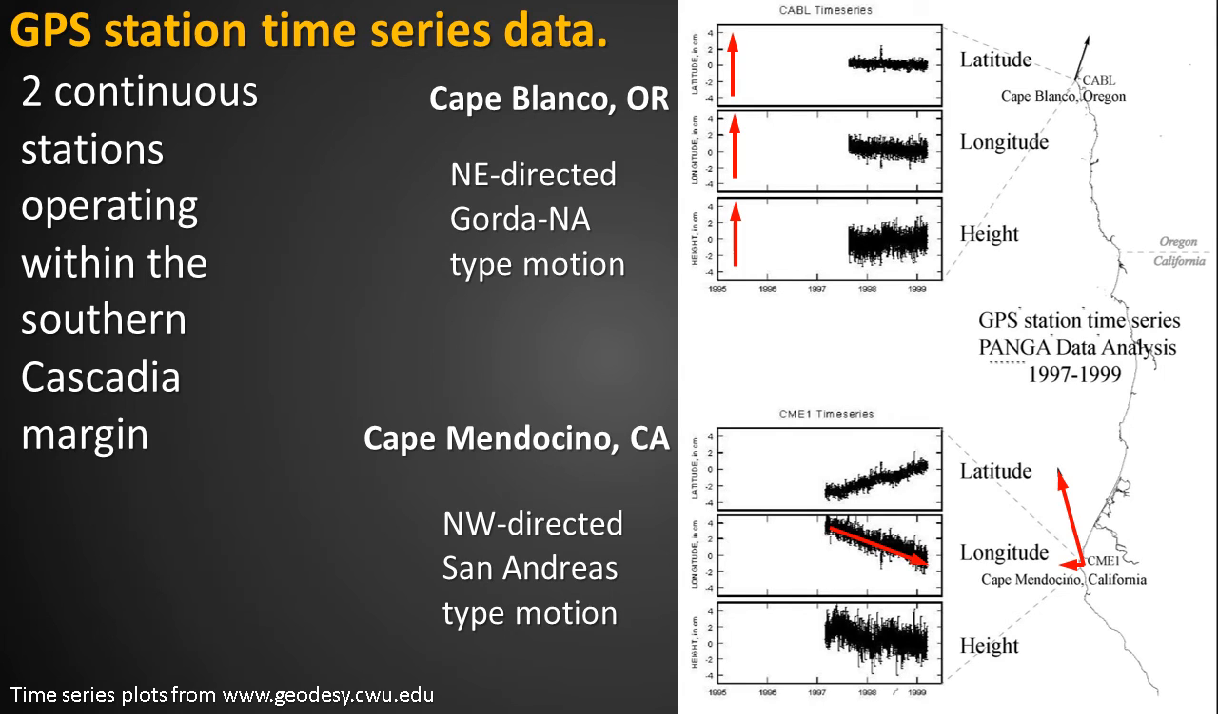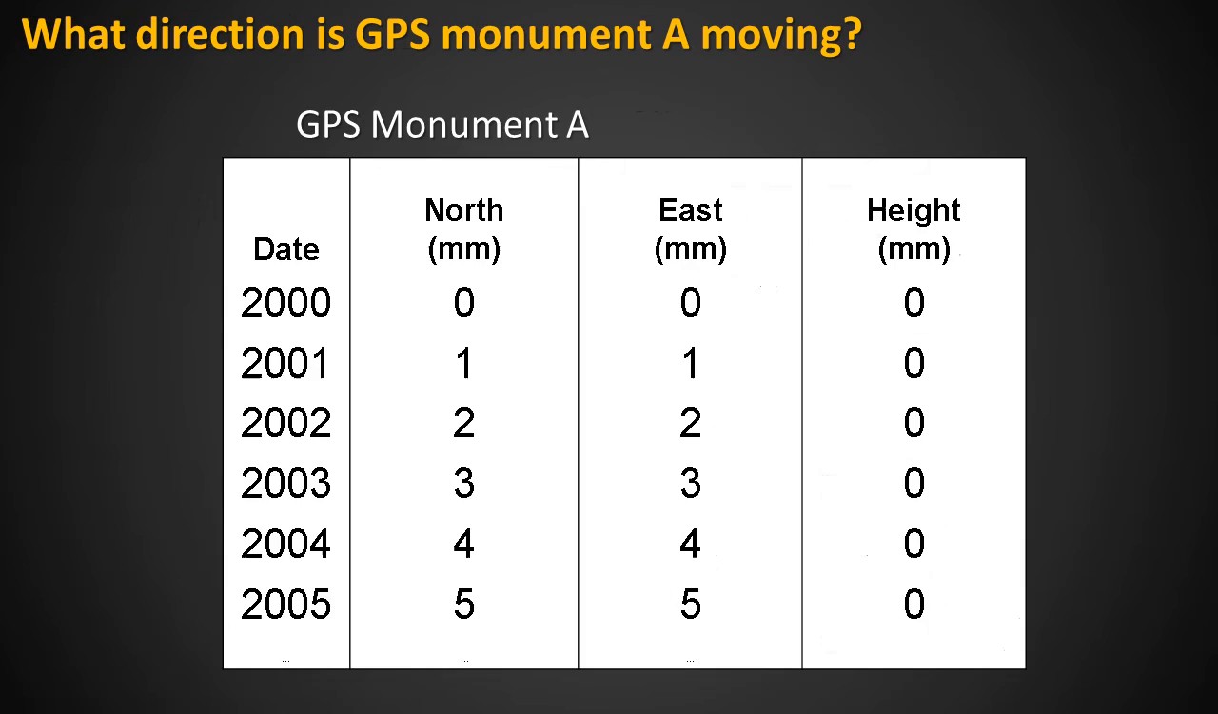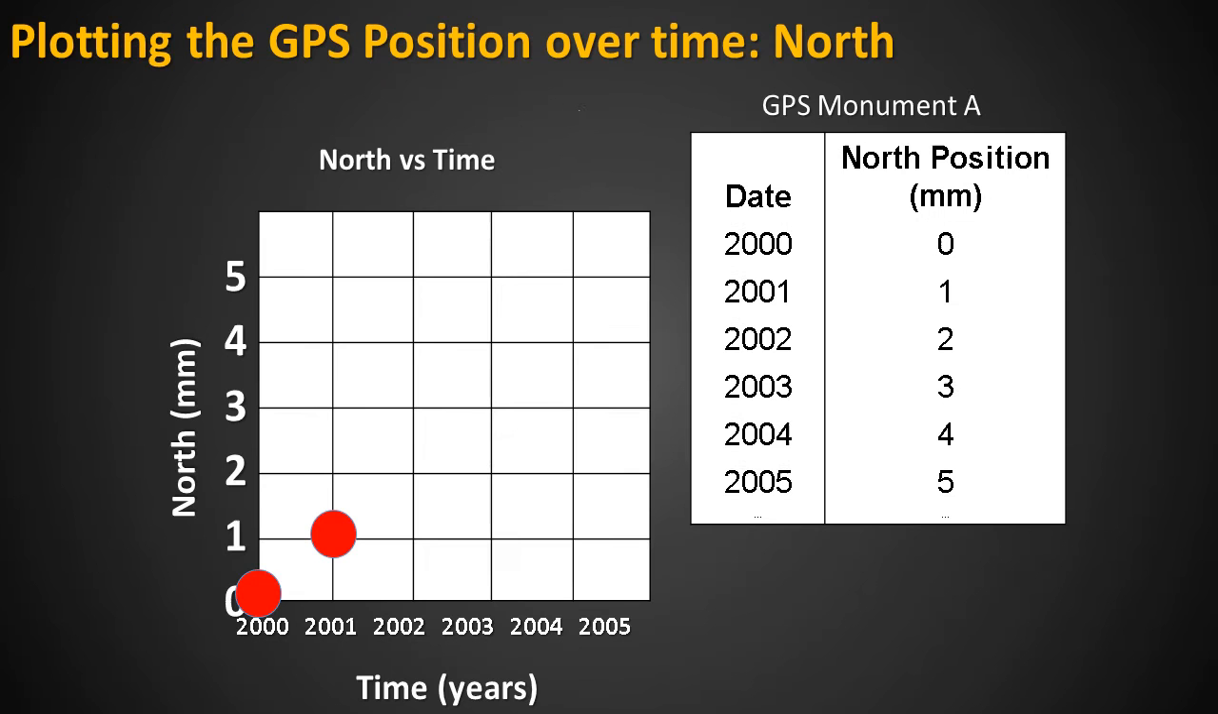Taking a look at the latitude plot, the values are increasing over time. How do you interpret these data? Yes, since north is up and south is down, the values are going up over time. Cape Mendocino is moving north over time. Here are some GPS position observations collected once a year for 6 years. In which direction is the GPS monument A moving? Let's plot these data to determine this.